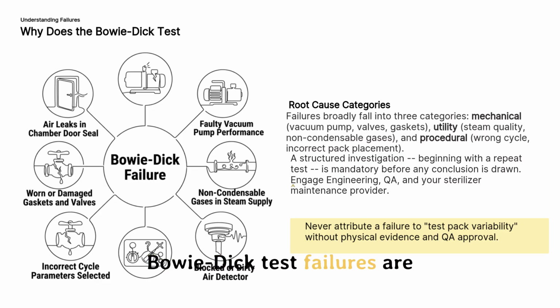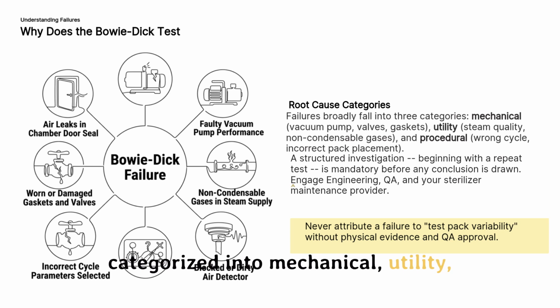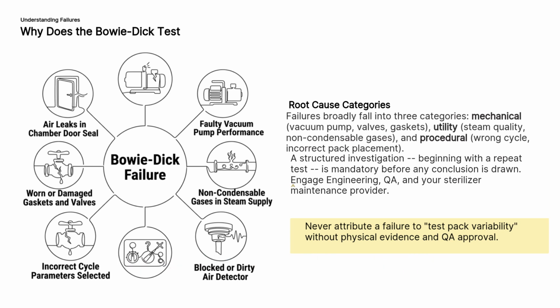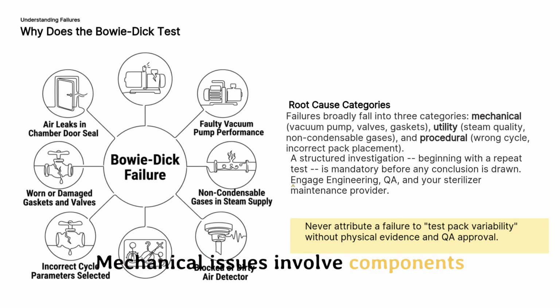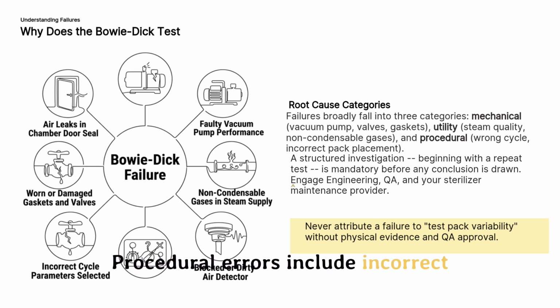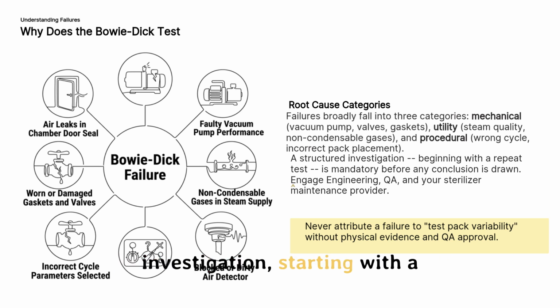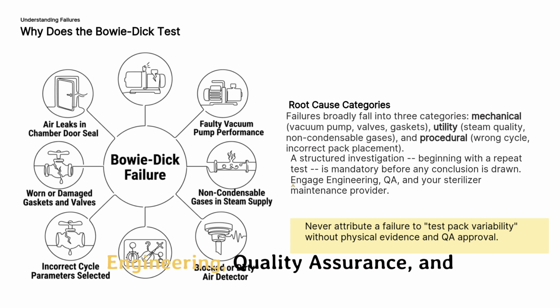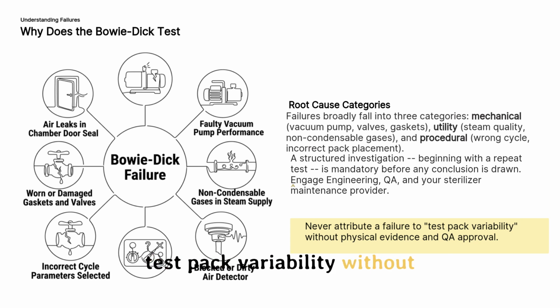Bowie Dick test failures are categorized into mechanical, utility, and procedural issues. Mechanical issues involve components like vacuum pumps, while utility issues relate to steam quality. Procedural errors include incorrect cycle settings. Always conduct a structured investigation, starting with a repeat test, and involve engineering, quality assurance, and maintenance teams. Avoid attributing failures to test pack variability without evidence.